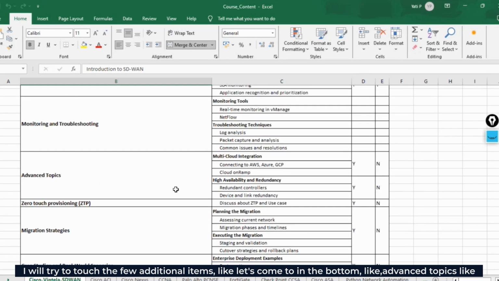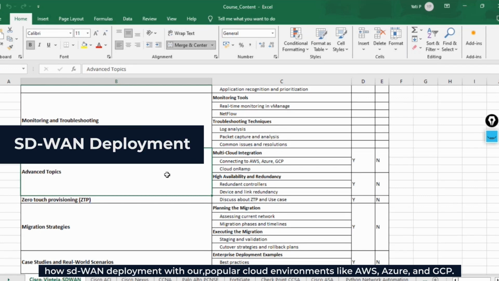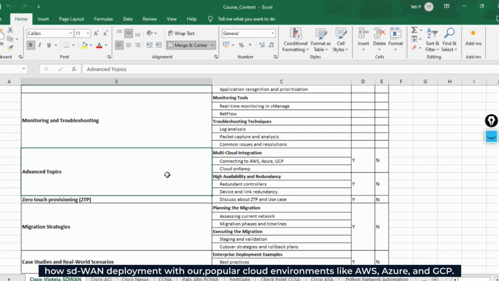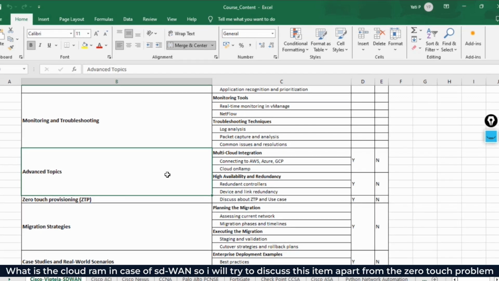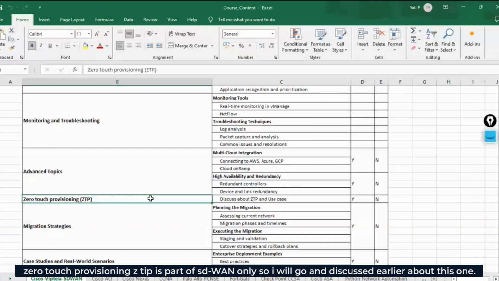Coming to the bottom, there are advanced topics like how to do SD-WAN deployment with popular cloud environments like AWS, Azure, and GCP. What is the cloud on-ramp in the case of SD-WAN? I will try to discuss this item. Apart from that, zero touch provisioning is part of SD-WAN only, so I will discuss it thoroughly.